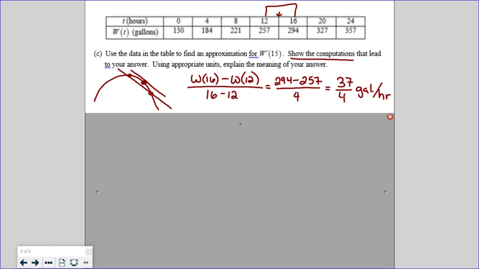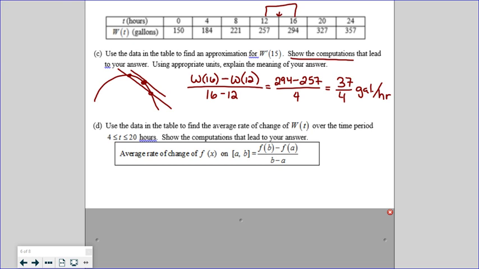Okay. 37 over 4 would be whatever number that simplifies down to per hour. It would be that rate. 37 gallons per 4 hours, or whatever that is as a decimal. So 37 over 4. Where's my calculator? So 9.25 gallons per 1 hour. But we just label it as gallons per hour. Okay. Any questions on that? All right.